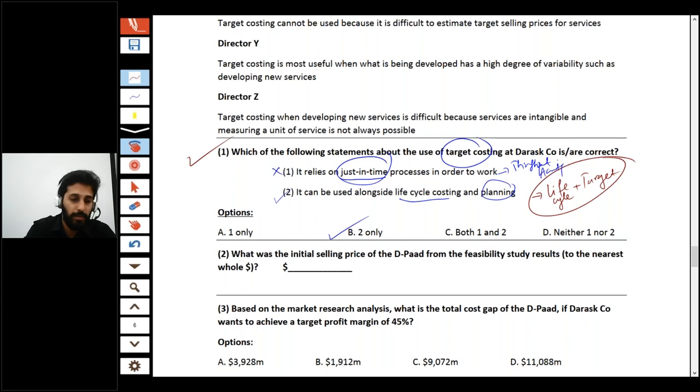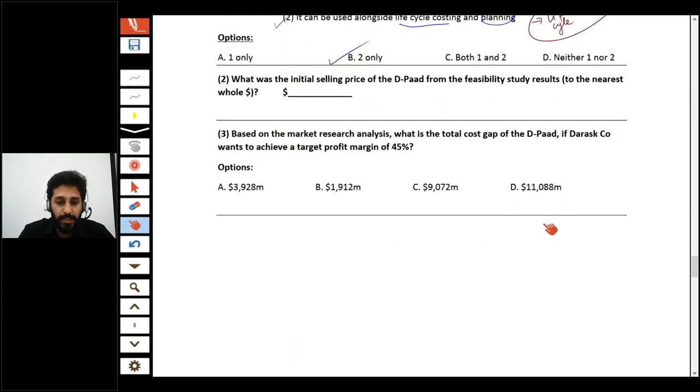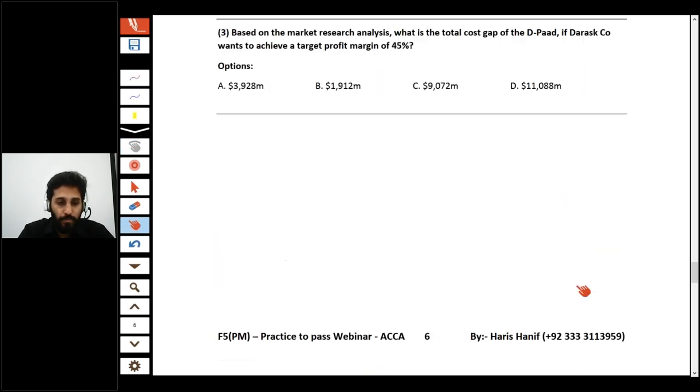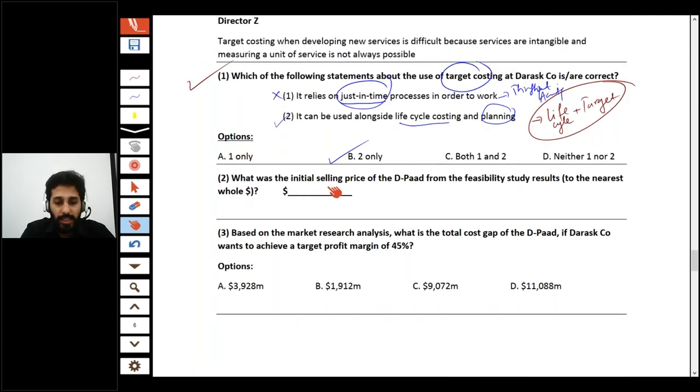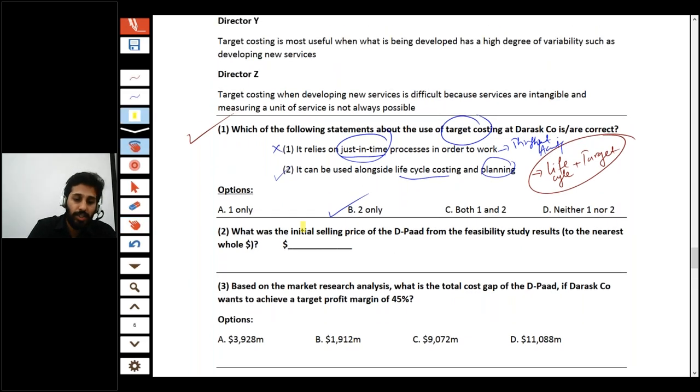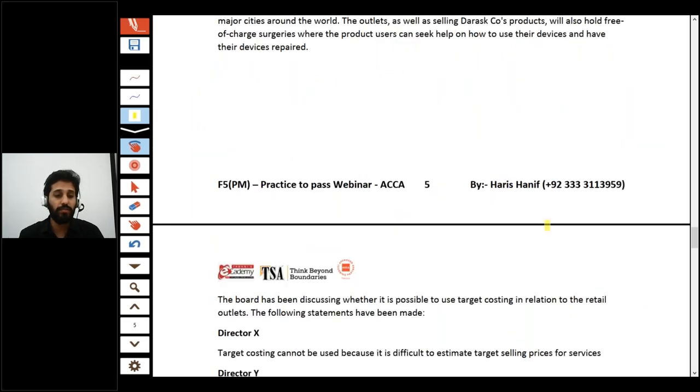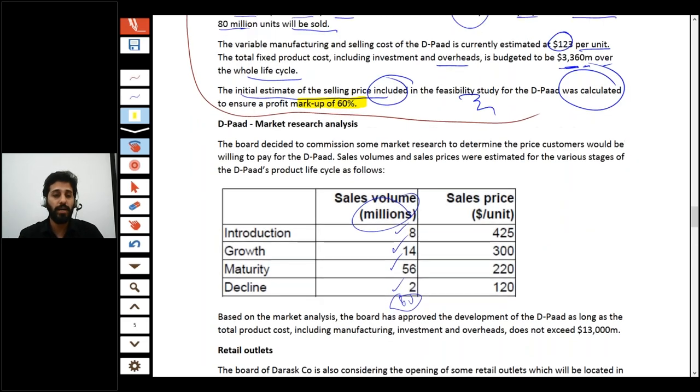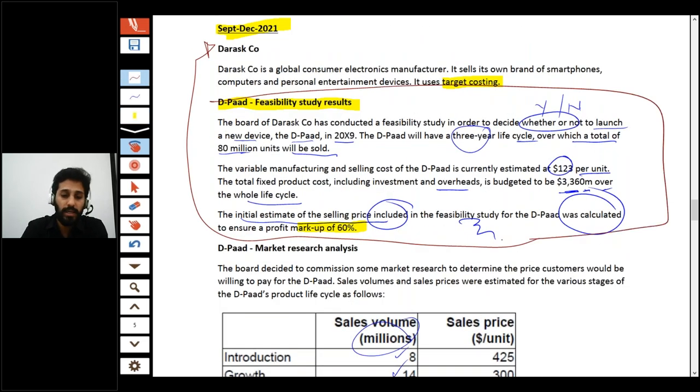Number two. Here is a simple solution to number two. Now the next point is, what is the initial selling price of D-pad from the feasibility study to the nearest whole dollar, right? What is the initial selling price from the D-pad feasibility study report? That means you should refer to the feasibility study report, right? This was the only thing we needed to focus on.